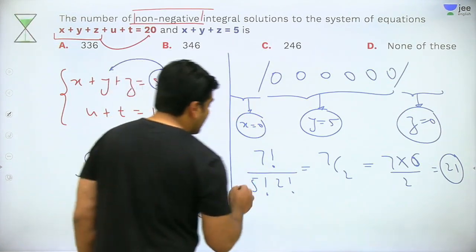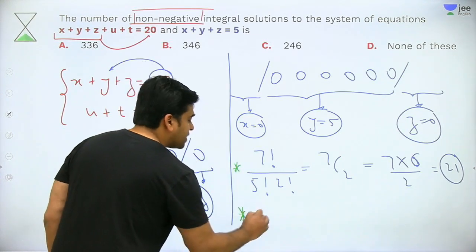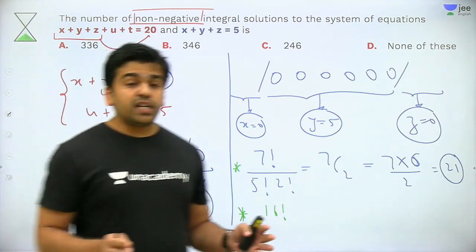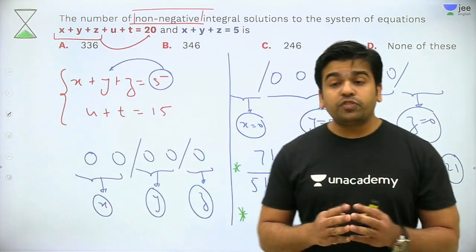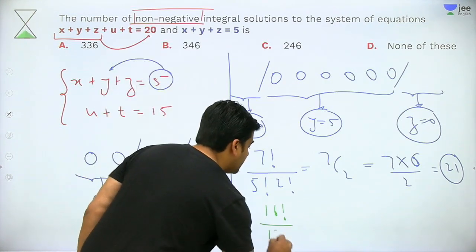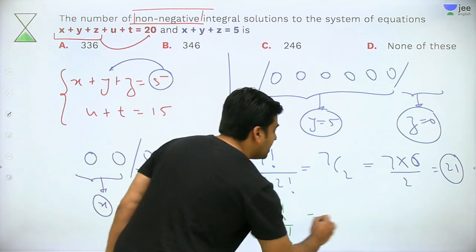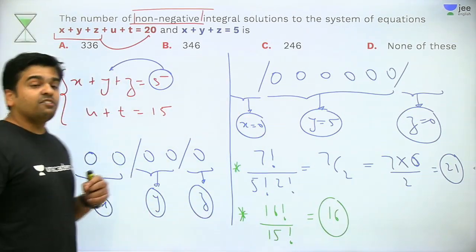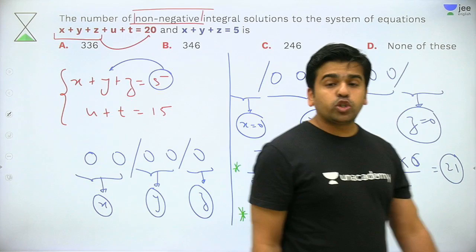Right? So this was for the first equation. For the second equation, I have 16 objects in all. But of these 16 objects, one is a partition and the rest of the 15 are apples which are alike. So I need to divide this further by 15 factorial, and that leaves me with 16 as my answer. So there are 16 possible ways in which I can create the solution of u plus t is equal to 15.